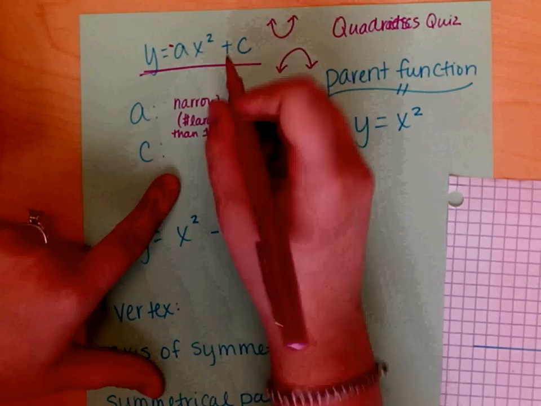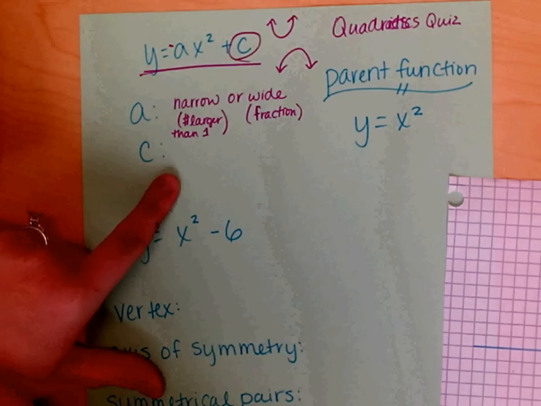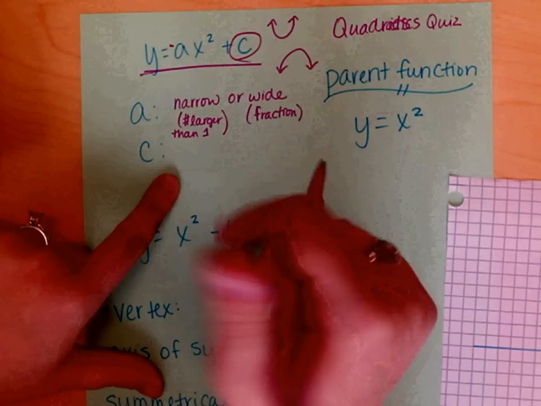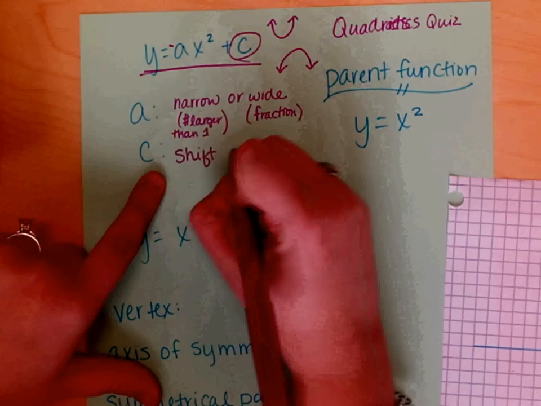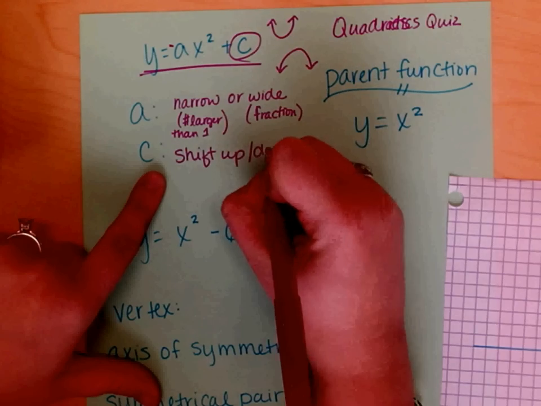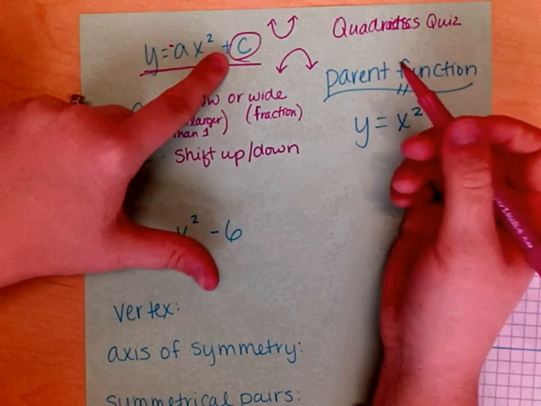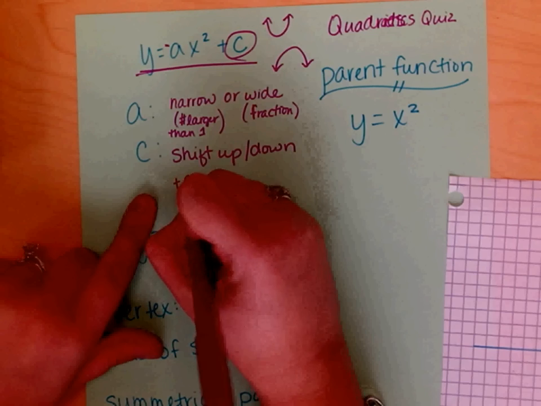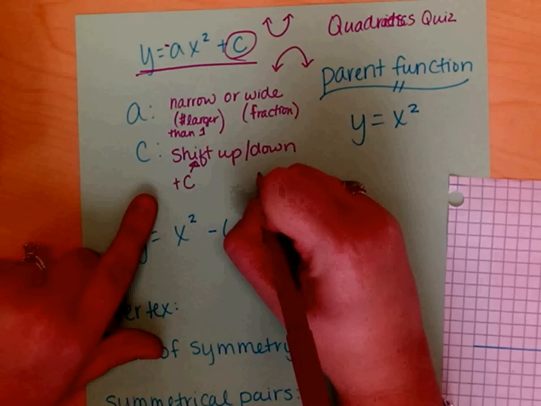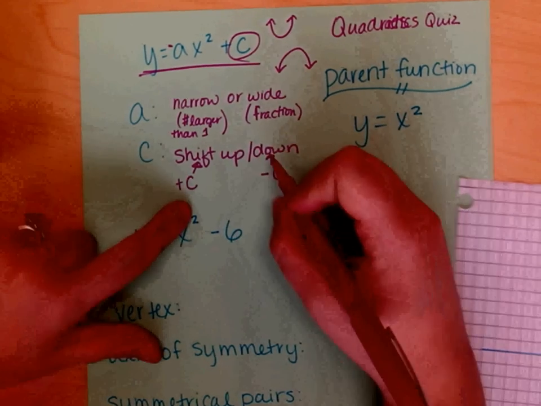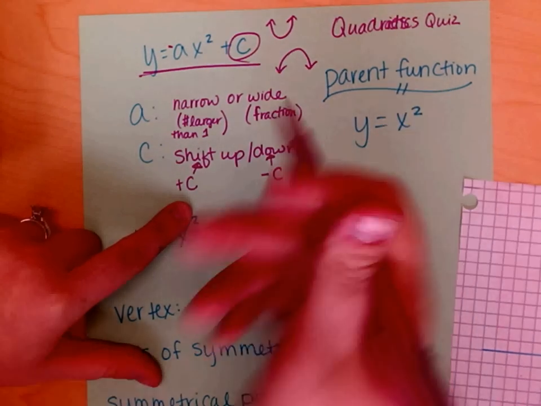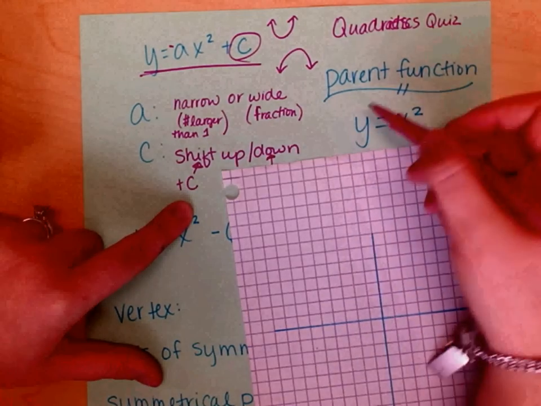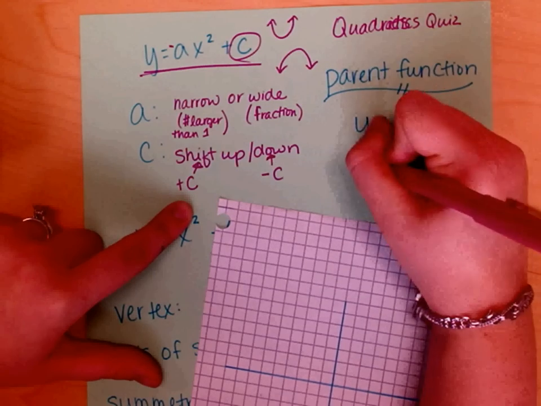Your C value is going to be talking about how your graph shifts, either up or down. So from your parent function, it is either going to shift up or down, and that also depends on whether you have a positive or negative number. If I have a positive C, it's going to be up. If I have a negative C, it's going to shift down. And the C value, that number, just tells you how many places it's going to shift up and down on the y-axis. So here's our parent function. We need to know what it looks like. It goes through a vertex of 0, 0.